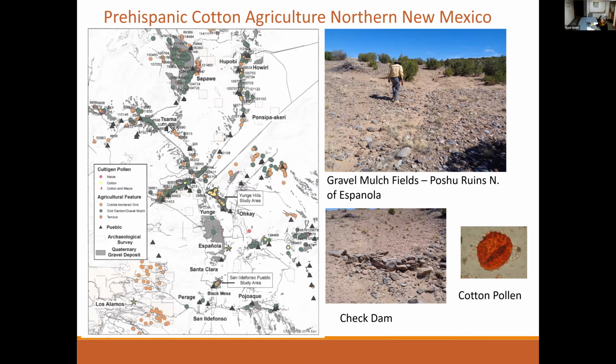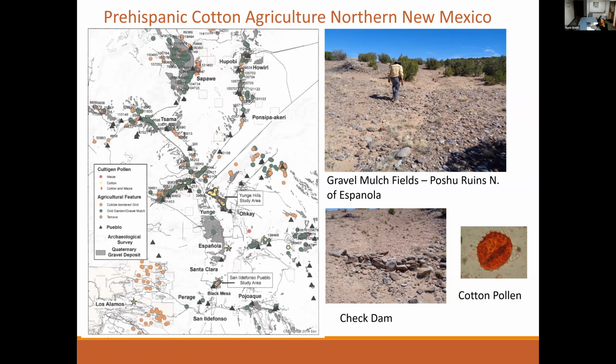The squares and circles and triangles on this map are just locating sites where there's actually been some studies. Not all of those are studies that my group got involved in. But we, again, over 20 years, we accumulated quite a bit of research. And what we would do is go out to these old field systems. So this is an example of a gravel mulch field. And it doesn't look like much, but this is what people were farming in.